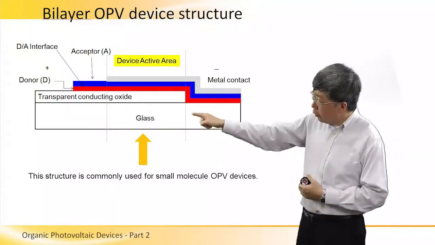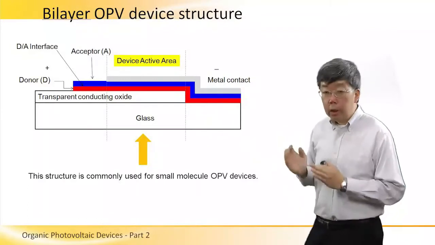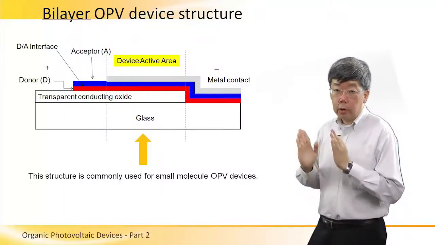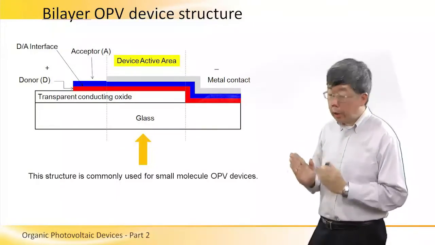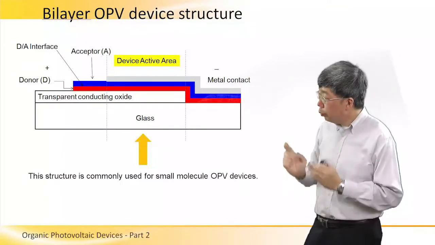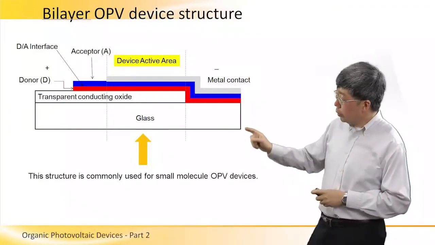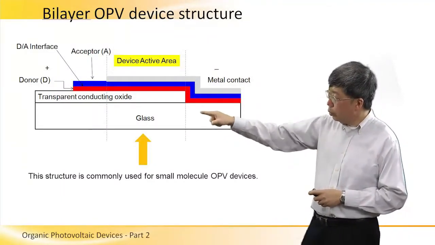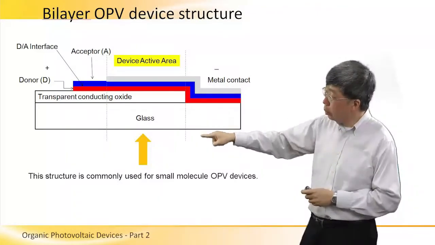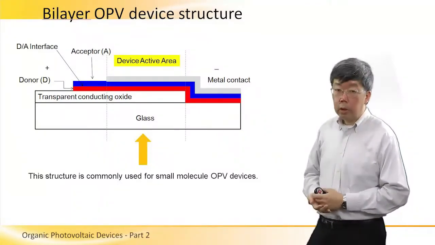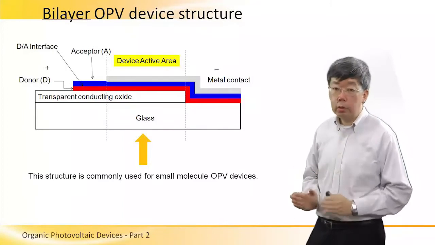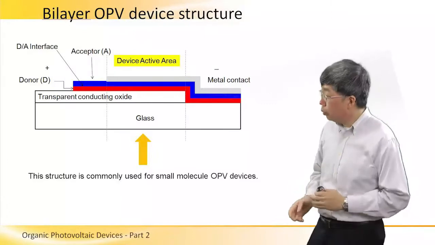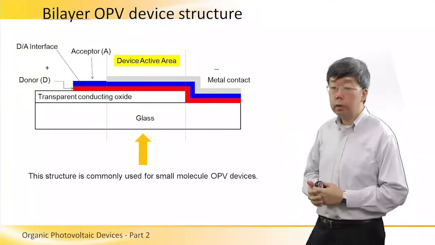Notice that the device active area is basically the area where the current which is generated can be collected by the device. In other words, the red and the blue regions, which are outside the two dotted lines, they do not contribute to any electrical current because they are too far away from the active area of this device.